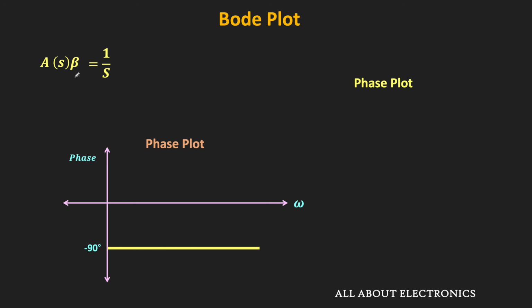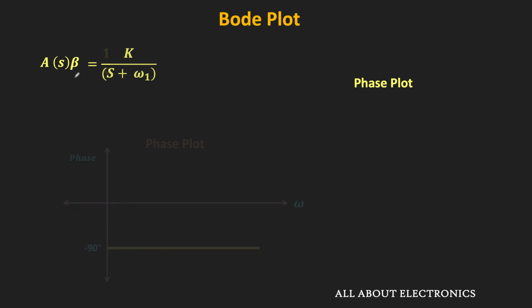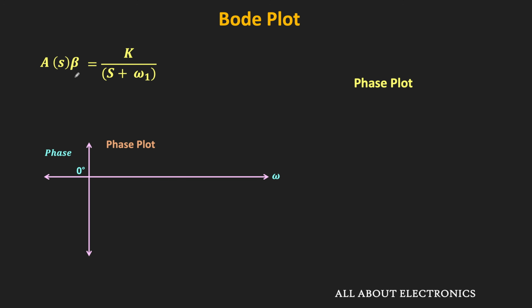But on the other hand, if you have a pole at a specific frequency omega 1, then let us see how the phase changes. At low frequencies, up to 0.1 omega 1, we can assume that the phase is almost 0. From that point onwards, the phase starts reducing, and as you can see, it will reach minus 90 degrees at 10 omega 1. And at omega 1, the phase shift is equal to minus 45 degrees. So that is how the phase changes with a single pole.